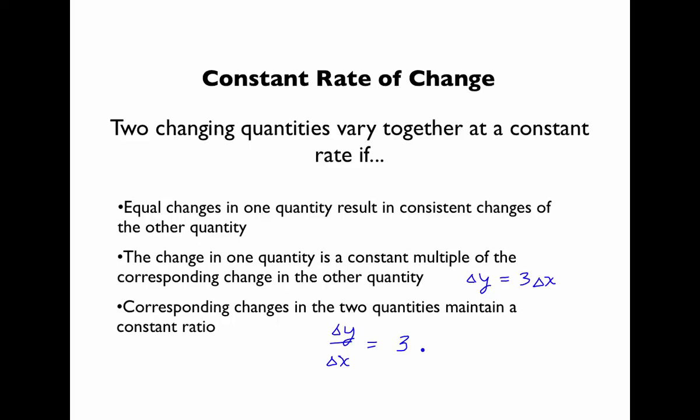Okay. So this is really important. We're going to be talking about it again Tuesday. Your homework is about it. So as you're doing your homework, keep relating the questions that are being asked to this. Constant rate of change means that equal changes in one quantity result in a consistent change in the other. The change in one quantity is always a constant multiple times the change in the other. And the proportion of those 2 changes maintains an equal amount. So maintains a constant ratio.